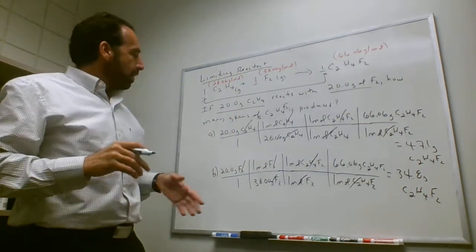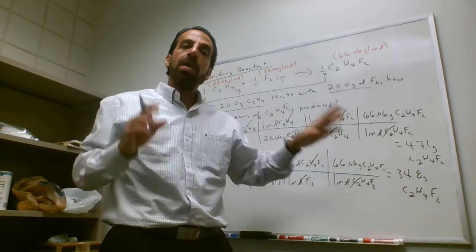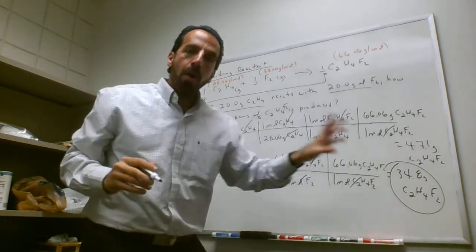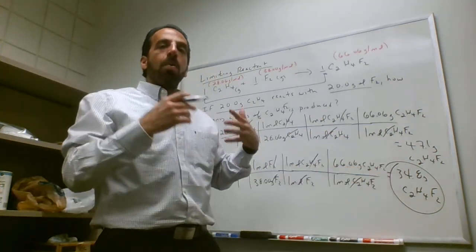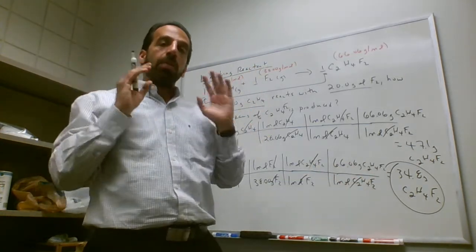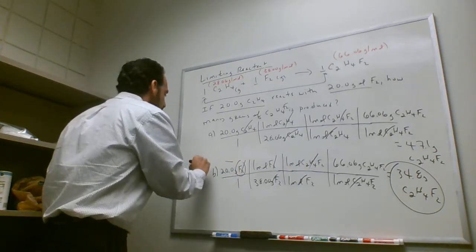Now, what that tells me is, if all the F2 reacts, I can only produce 34.8 grams. So this is the actual amount produced. So even though I have enough C2H4 to produce up to 47.1 grams, well, after 34.8, I'm out of F2. And so the reaction stops. So in this case, the F2 is going to be the limiting reagent. So this is my limiting.